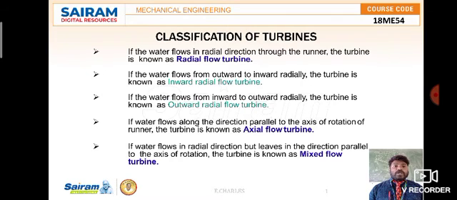When the water flows parallel to the axis of rotation of the runner, that kind of runner is known as an axial flow turbine. And if the water flows in the radial direction but leaves in the direction parallel to the axis, here 2 different types of flows are there. While entering the turbine blades it comes in the radial direction, and before leaving the turbine blades it is along the axis of rotation. So it has both directions in one particular turbine, and hence the turbine is known as a mixed flow turbine.